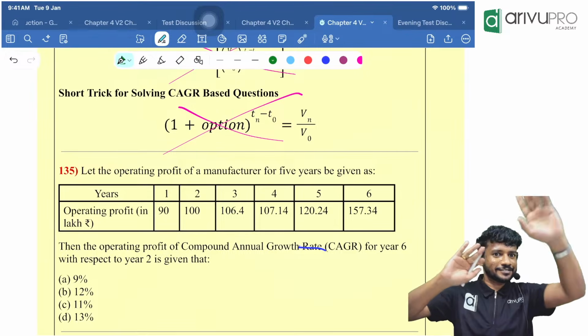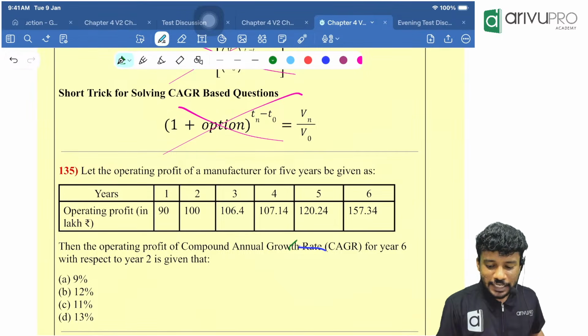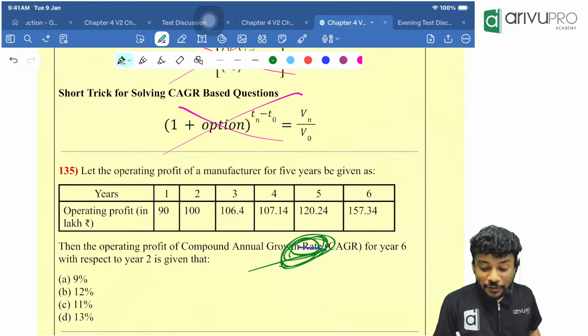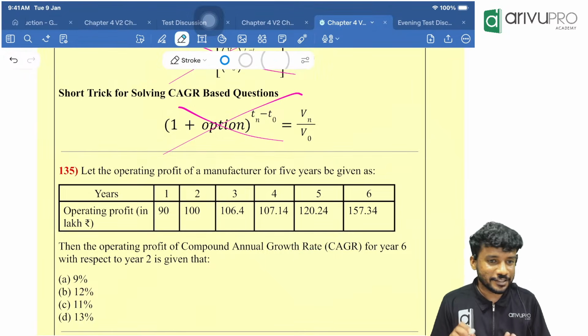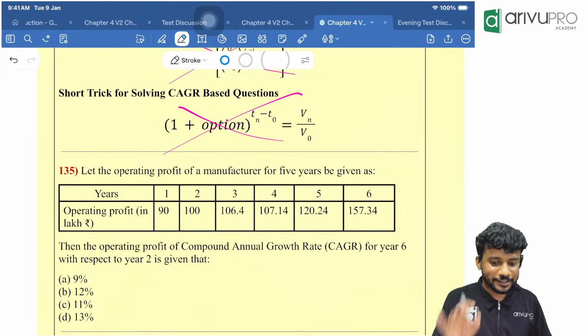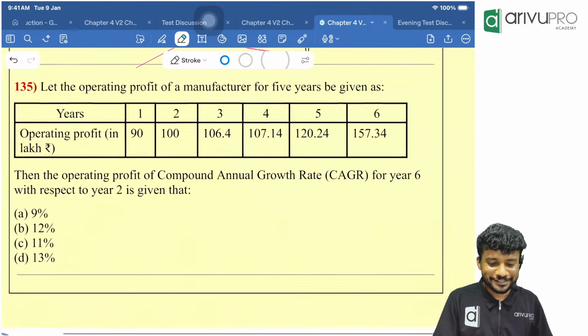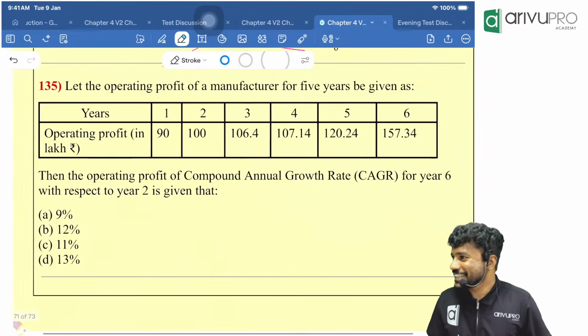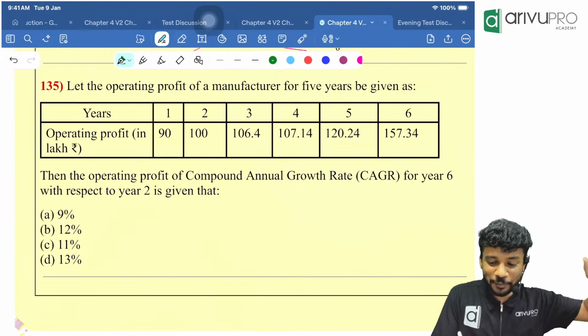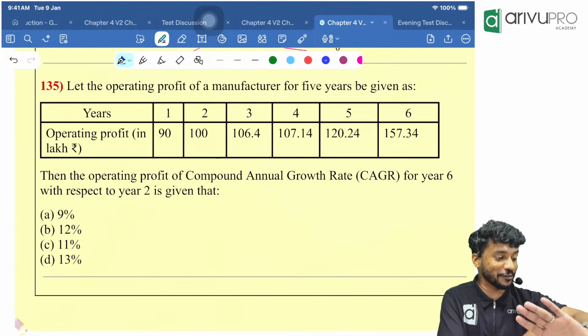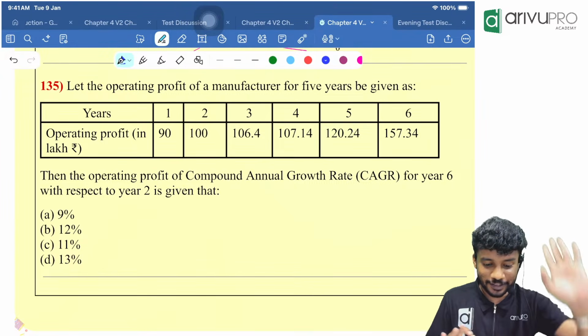We are going to finish it with compound annual growth rate. The final part of today's lecture. Fine. Let's start. We are going away from the topics. Come back. We'll finish it. Then we'll go for the test. Otherwise, it will go till 7:30.